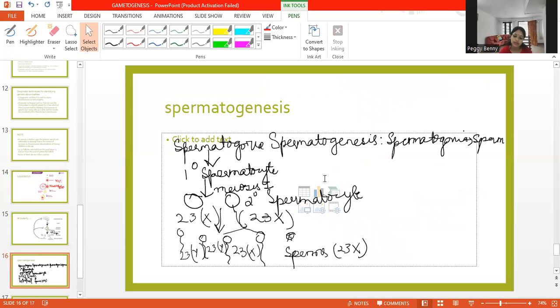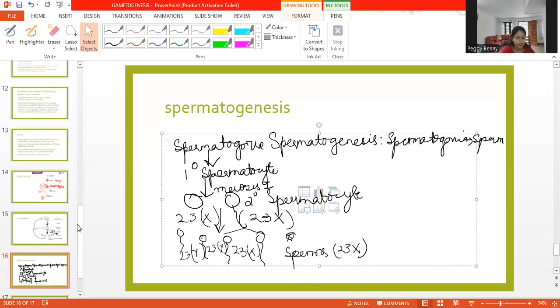Spermatogenesis is nothing but spermatogonia getting converted into sperm. So this is the spermatogonium, and after meiosis 1 the primary spermatocyte gets converted into secondary spermatocytes, which have a karyotype of 23X and 23X. These then transform into sperms. So one spermatogonium gives four sperms, that's what we have to remember in this case.